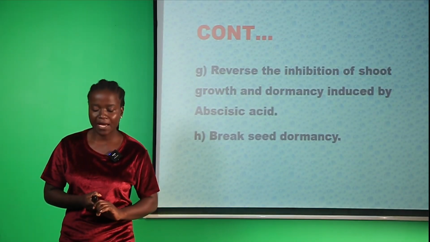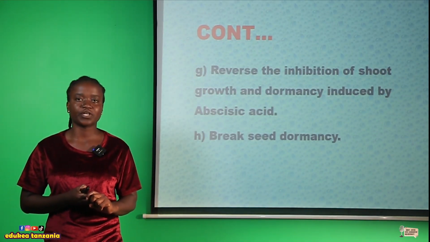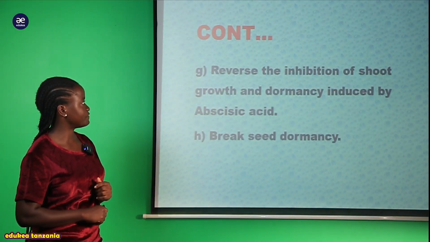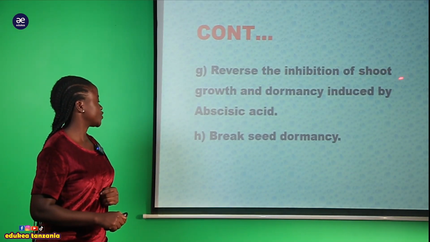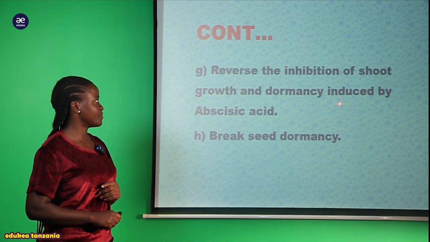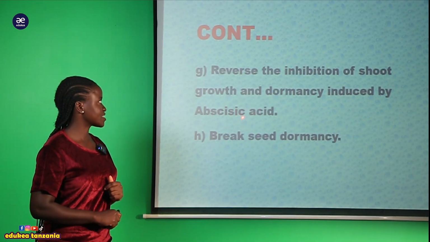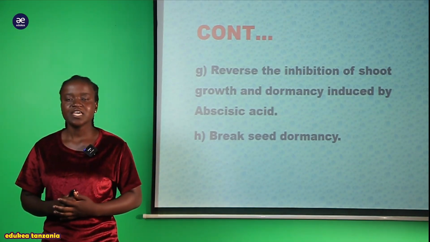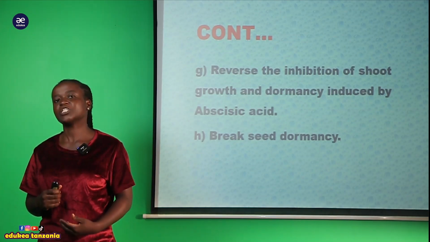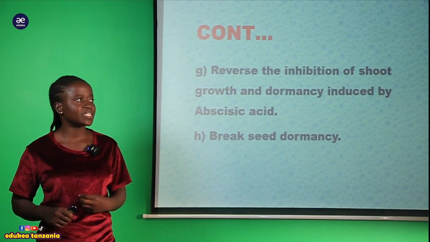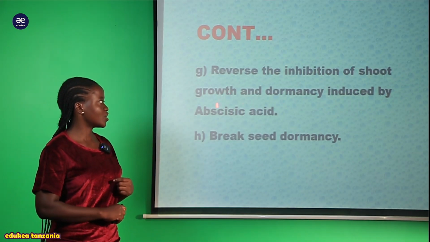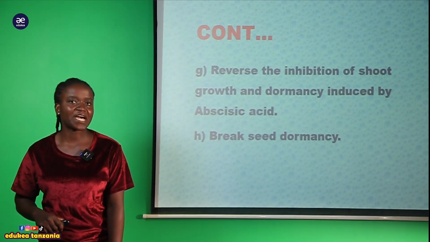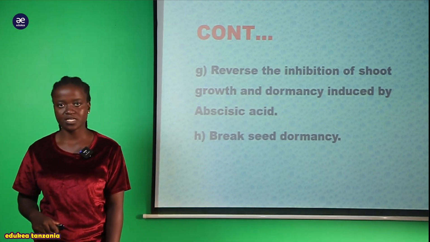Okay, now my students, here we are proceeding, looking at the functions or the role of the gibberellins hormone. Another role here, we can say that it reverses the inhibition of shoot growth and dormancy induced by abscisic acid. So pia hii inafanya kazi ya inhibition, and inhibition is the characteristic, or we can say the feature, of a plant hormone. It inhibits the shoot growth and dormancy within a plant that is provided by this hormone, which is called abscisic acid.